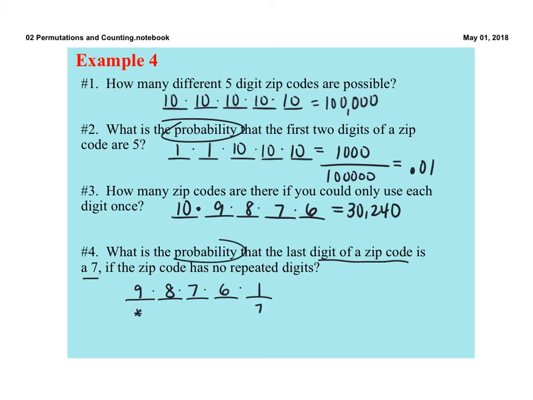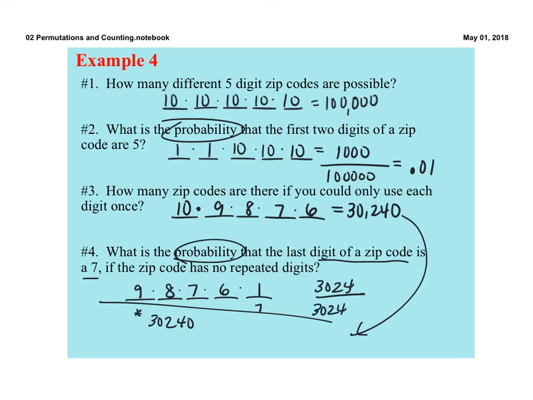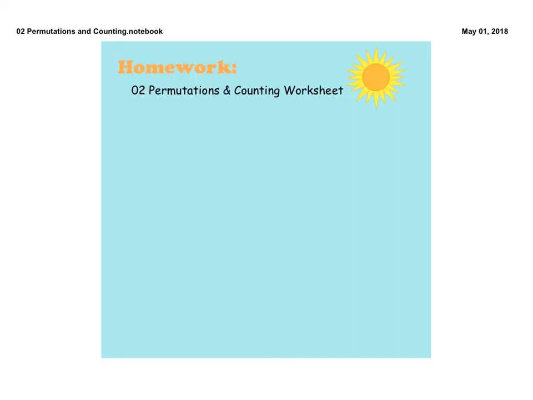Now be careful. This one also asks for probability. So I'm going to divide it by something, divided by the total number, given that there's no repeat digits. So I'm going to bring this part down here. So 9 times, so I get 3,024 divided by 30,240. I get 0.1.